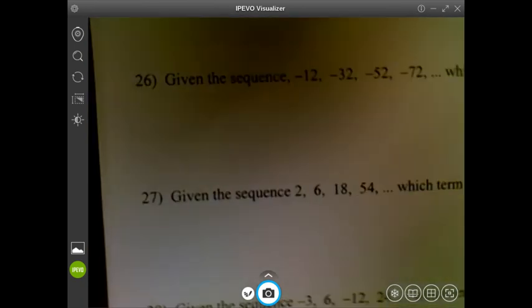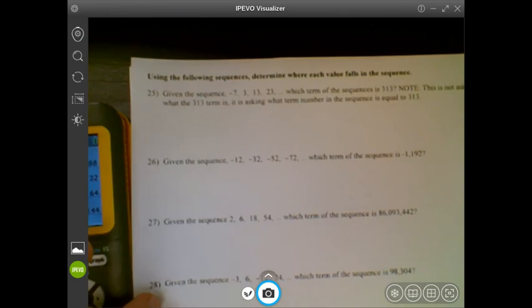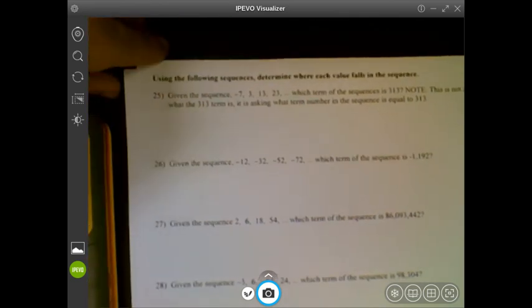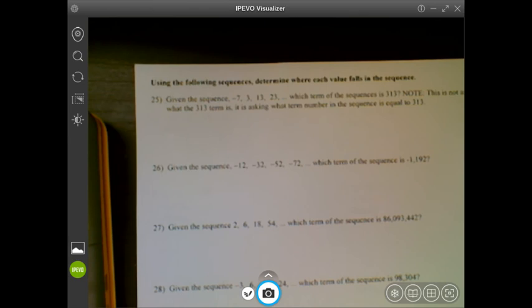And then last but not least, we're going to find term numbers. So this one, kind of switching it up a little bit. So it says, using the following sequence, determine where each value falls. So tell me where it falls. What is n? Is it the 10th term? Is it the 12th term? Is it the 15th term? Like, what term is it in the list?